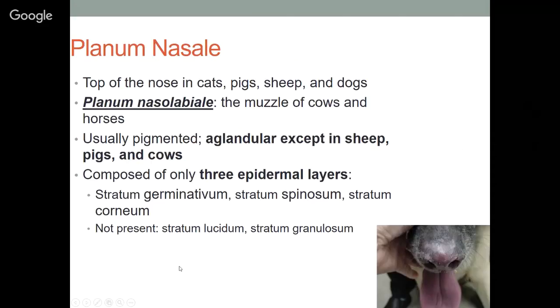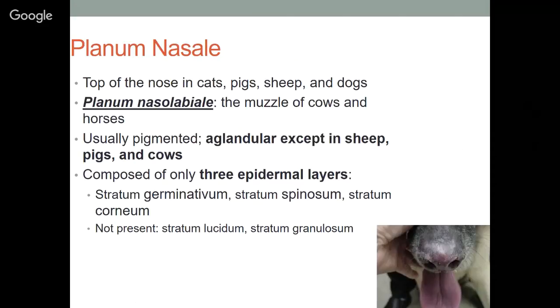It's important to understand that those are normal and we want to look for those in a normal animal. So the planum nasale is what we call the top of the nose in cats, pigs, sheep, and dogs. It's called the planum nasolabiale in the muzzle of cows and horses. The reason for that is that the muzzle of cows and horses and their nose and the lips aren't really differentiated. It's all part of the same structure.